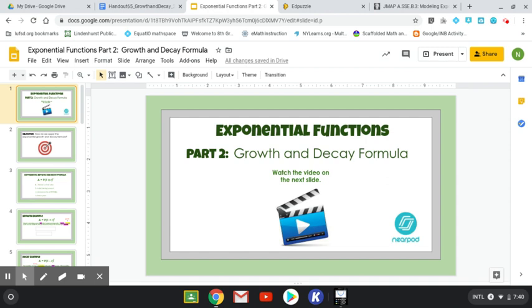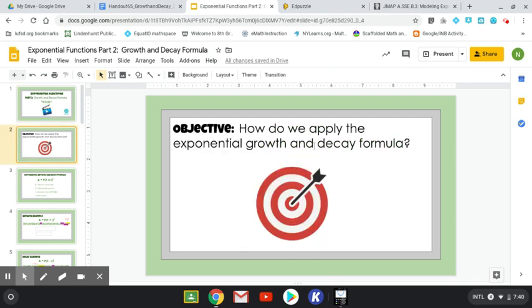I'm going to start you off with today's lesson. Today we're continuing with exponential functions and we're going to look at a formula called the growth and decay formula. We already talked about what exponential growth and decay is. There's actually a formula that is applied to real life situations. So our objective is, how do we apply the exponential growth and decay formula?